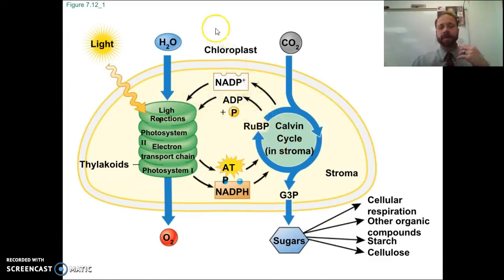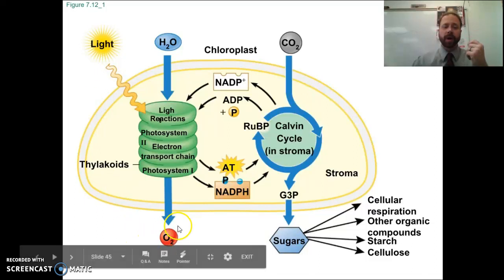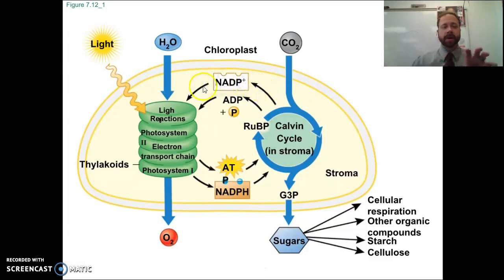We want to make sure we understand our reactants: light, water, carbon dioxide. Those are reactants. Our products: oxygen, sugar. We also want to take a look at what our reactants and products are here as well. NADP plus and ADP are reactants here, and ATP and NADPH are products here.